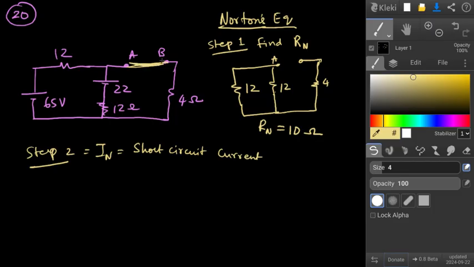Now the problem here is I have two loops. This is loop one, loop two. Two voltage sources are there, and I'm supposed to find this current. How do you find it? You can write two equations with two unknowns and solve it, or you can use the superposition theorem. So let us use the superposition theorem.